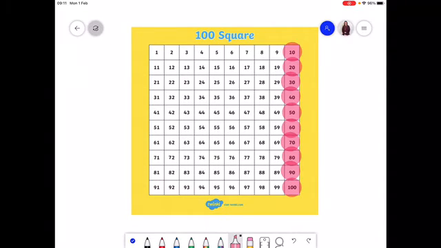And I can see a pattern. They're all in the same row, but they also all have zeros at the end of each of those numbers, don't they? 10, 20, 30, 40, 50, 60, 70, 80, 90, 100. Those numbers all end in a 0. And that's another pattern we can look out for when we are counting in tens.